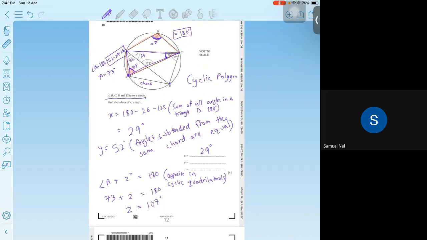Take 20 seconds, look at the diagram, and ask me any questions if you have any, okay?